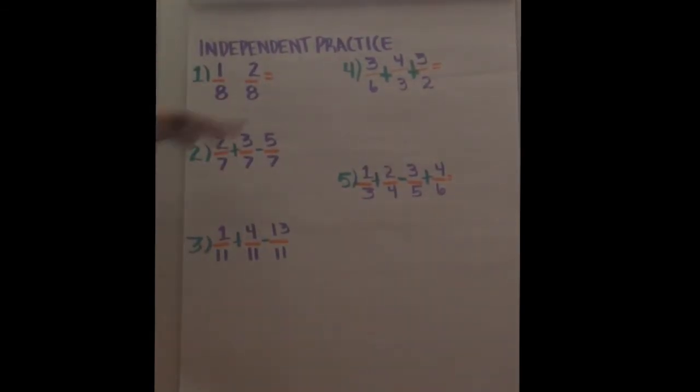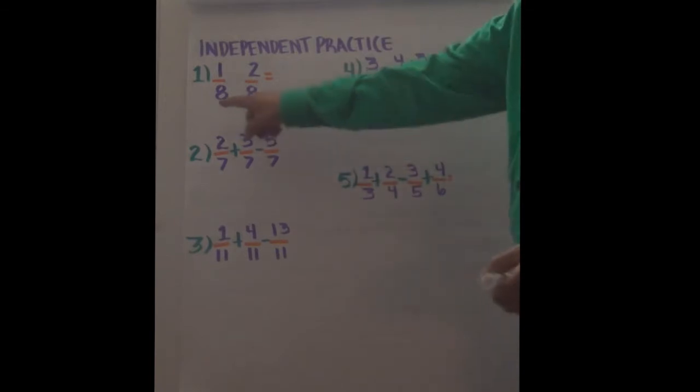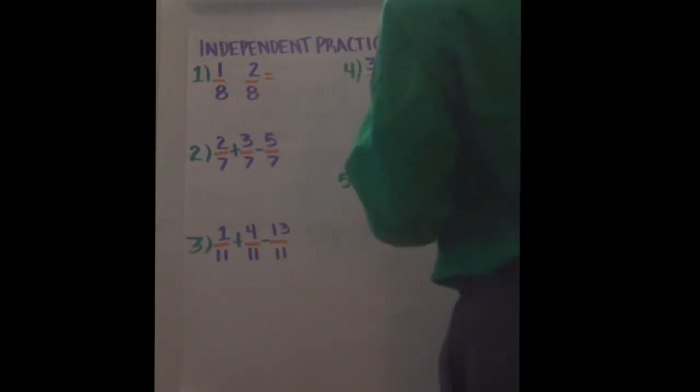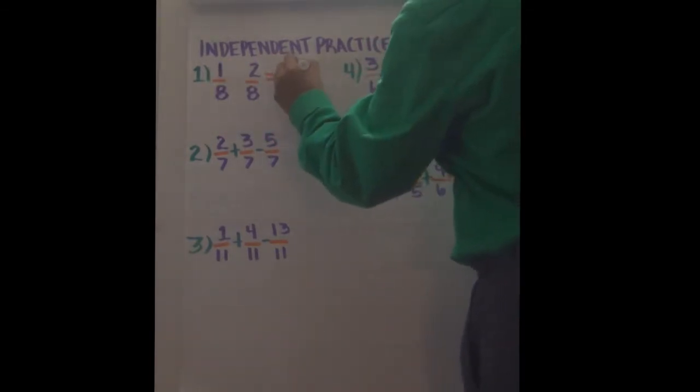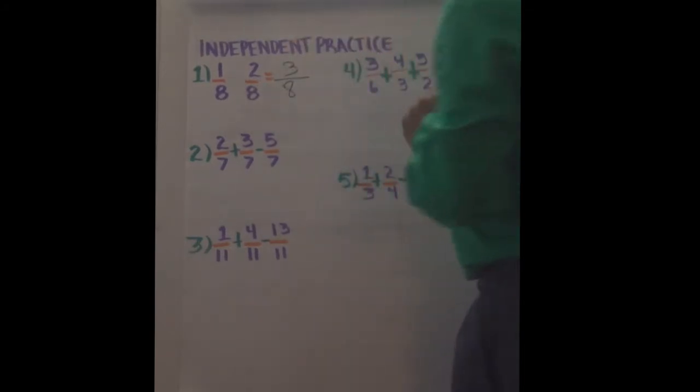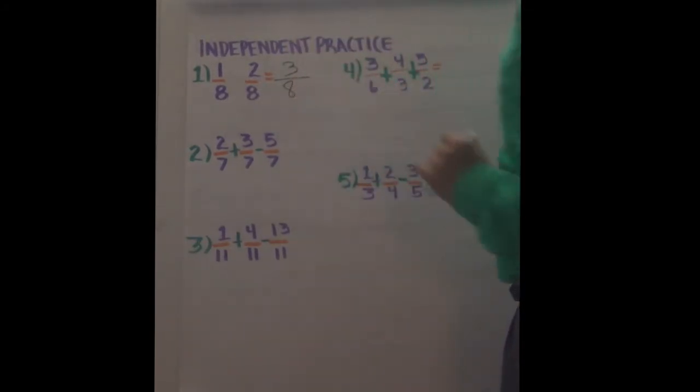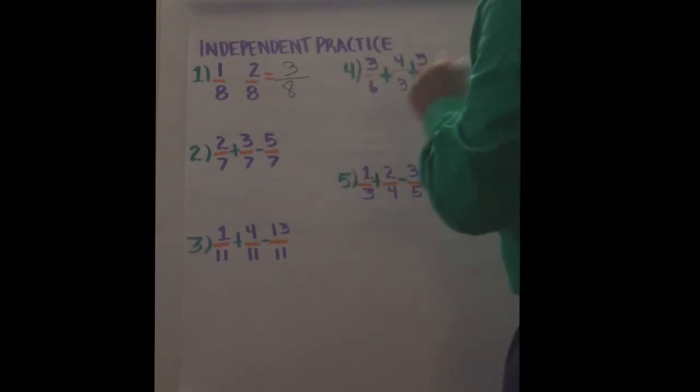Okay, so you have independent practice right here. So let's see how it goes. Same denominator? Yes. So then add the top. Cannot be reduced. You could try it. I already showed you how. You could try it.